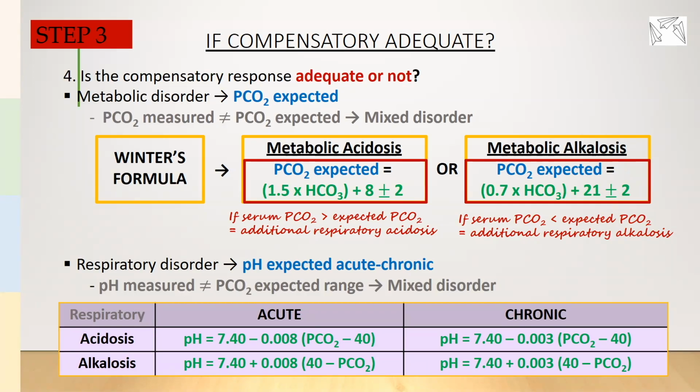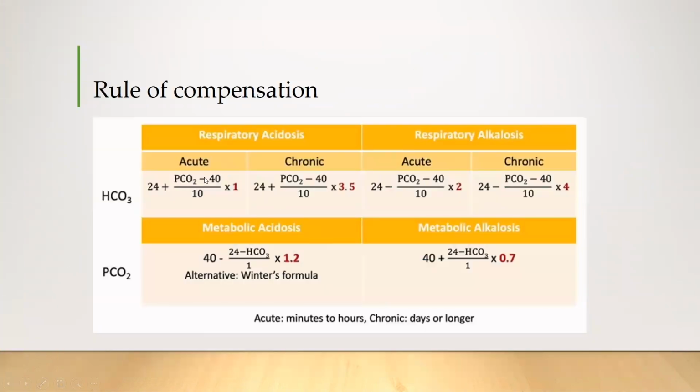Then for the respiratory component, this was from the Henderson-Hasselbalch formula. We can convert to pH, or in a simple formula, we can use this one as well. For the respiratory part, we can convert to the bicarb: 24 plus the PCO2 minus 40, divided by 10. And then for acute and chronic, we have a different formula as well.